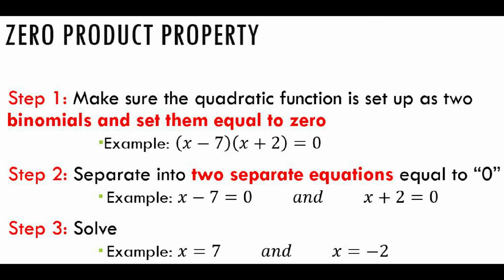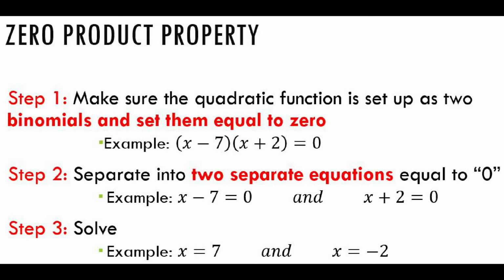So the zero product property, this is where you are going to start taking your notes. So our first step, you are going to make sure that the function is set up as 2 binomials and then make them equal to 0. So when I say 2 binomials, I mean something times something else. So you should have one set of parentheses times another set of parentheses. Just like I have in my example where I have x minus 7 times x plus 2. And then all I did was add equals 0.